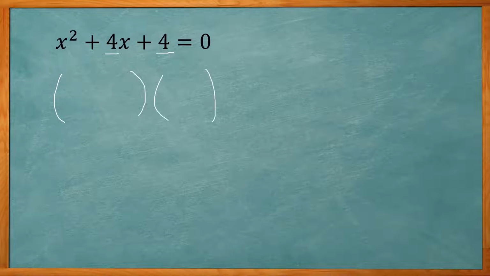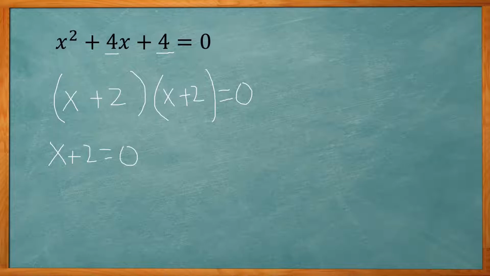So you just make your two parentheses. You have x plus 2 and x plus 2, and you set that equal to 0. Then you set each parenthesis equal to 0. So x plus 2 is equal to 0. You subtract 2 from both sides, and you get x equals negative 2.